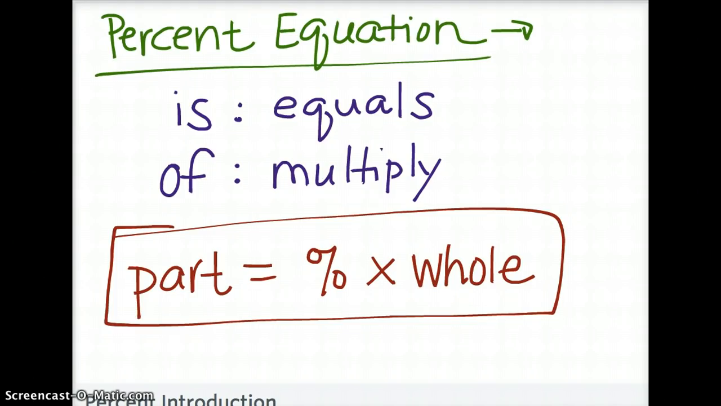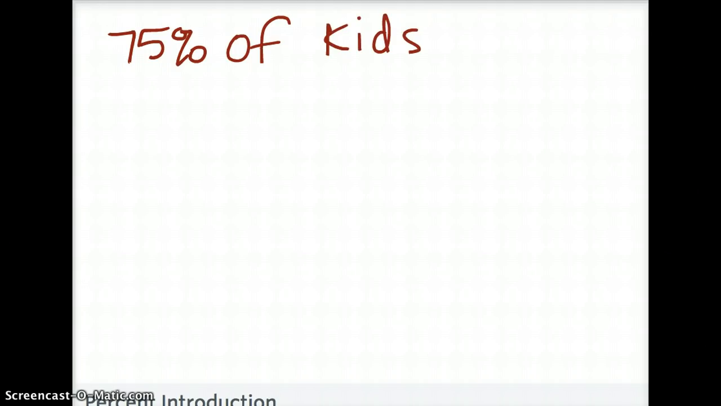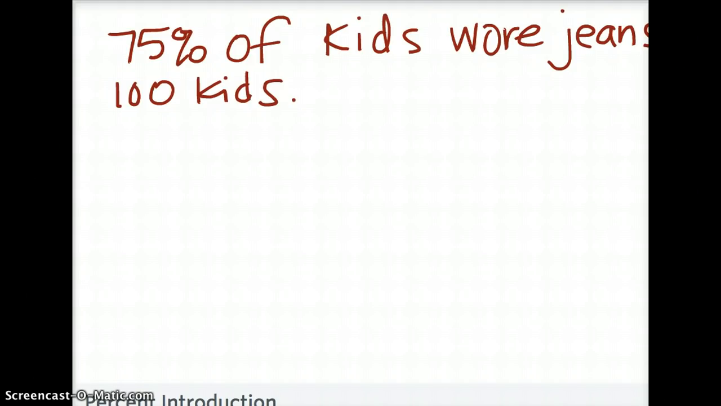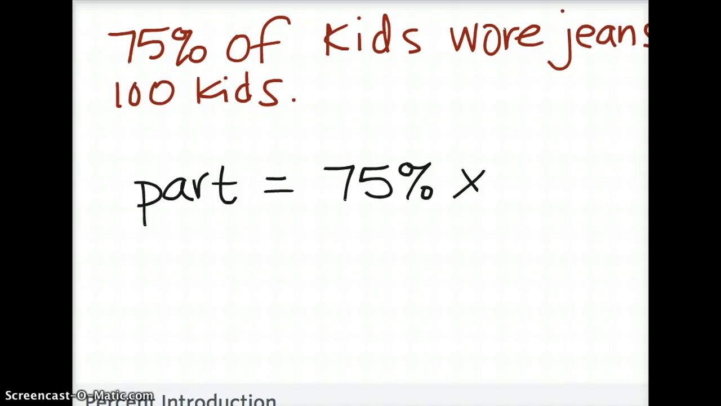Now, let me show you one where that works, okay? So what if I say that 75% of the kids in the class wore jeans today? All right, and let's say there are 100 kids at school that we surveyed. So I want to find, how many wore jeans? I want to find the part that wore jeans. So I can take the percent, 75%, times the total number of kids, which was 100. So to find the part, I need to find 75% times 100.